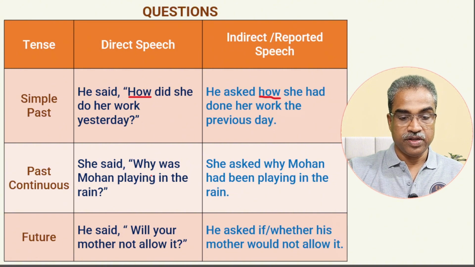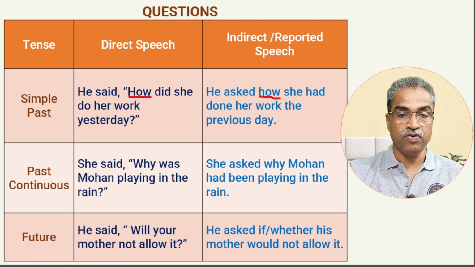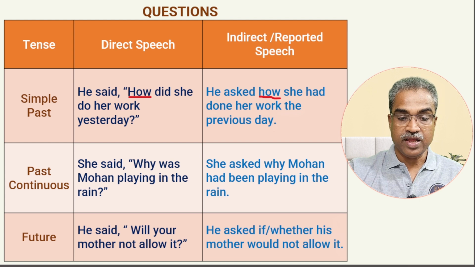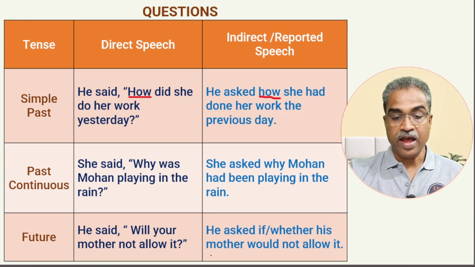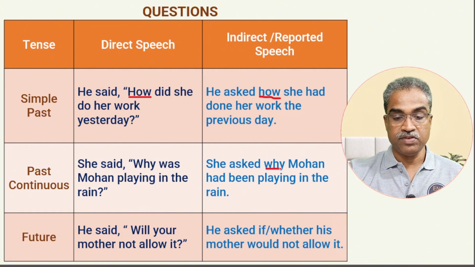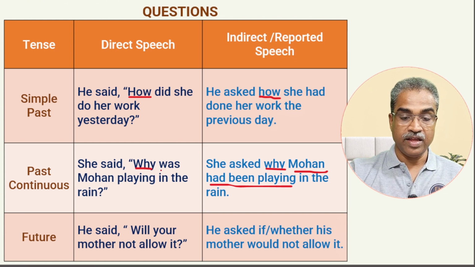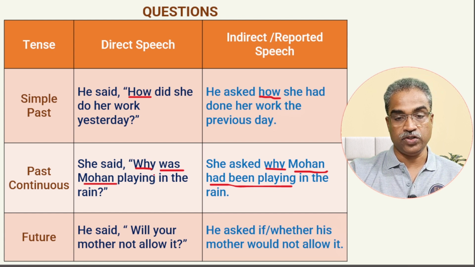Now past continuous. She said, why was Mohan playing in the rain? So she asked why Mohan had been playing in the rain. Full stop. No question. Don't say she asked why had Mohan been playing. Then it becomes a question. Here the why comes as it is. After that, the subject, then the normal statement form. Mohan had been playing. But here it is why and then the auxiliary verb and then the subject. So this is question format.